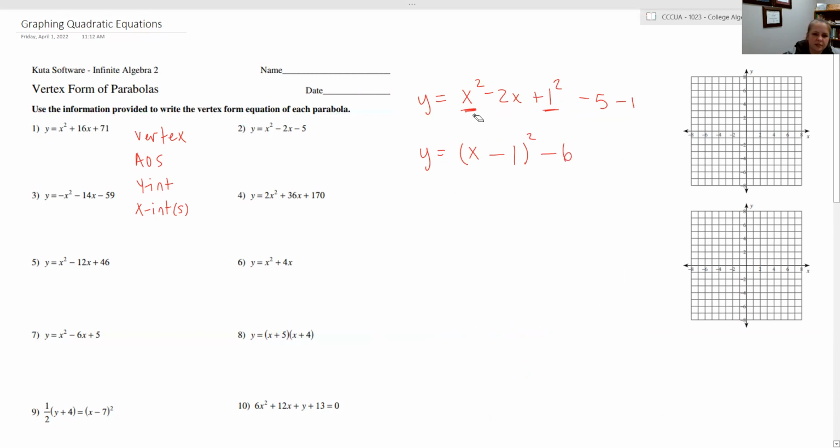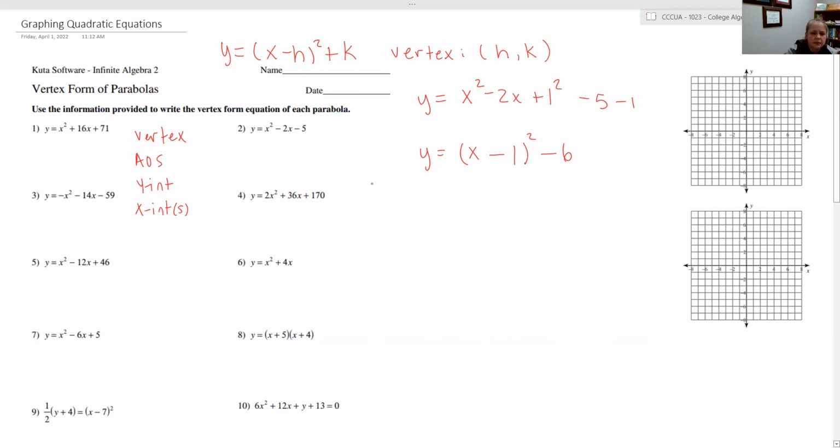And the whole idea, the reason why we want to get this in vertex form, in the case of my college algebra class, is so that we can look at this and identify what our vertex is. When we're in vertex form, which is y equals x minus h squared plus k, the vertex is h, k in that form.